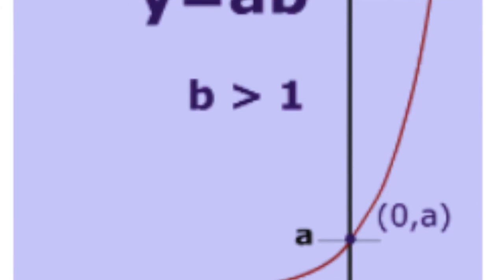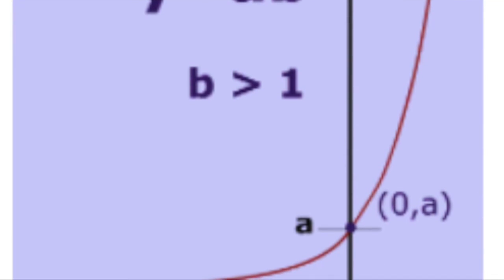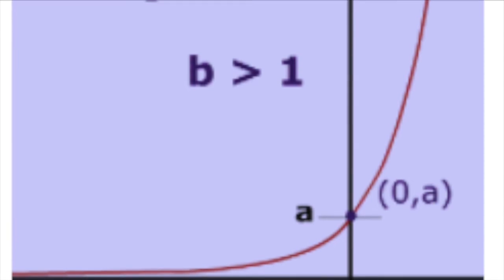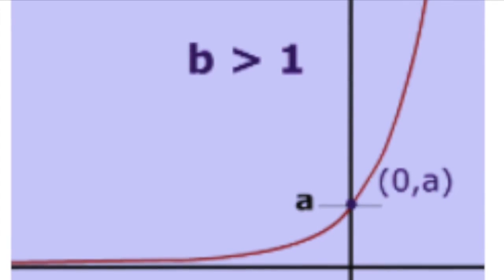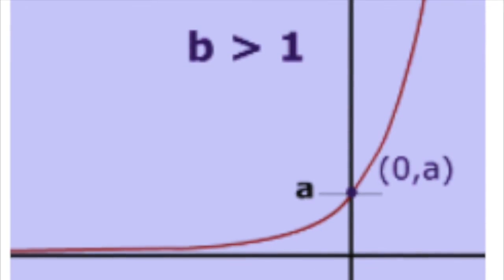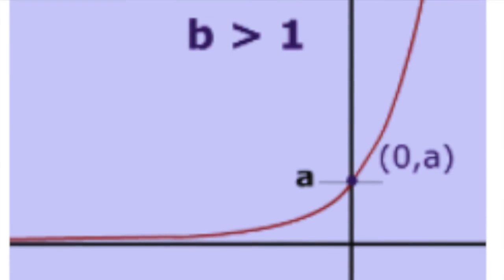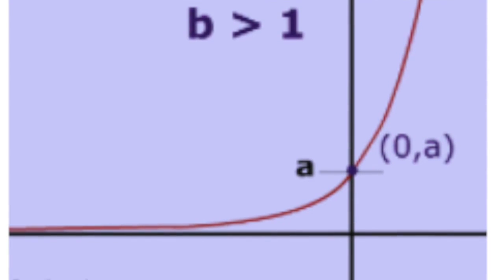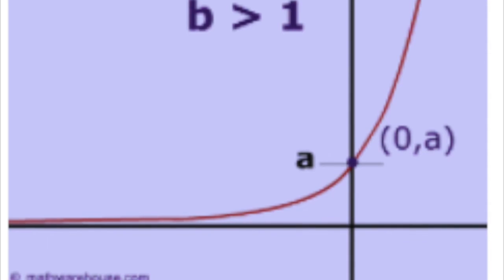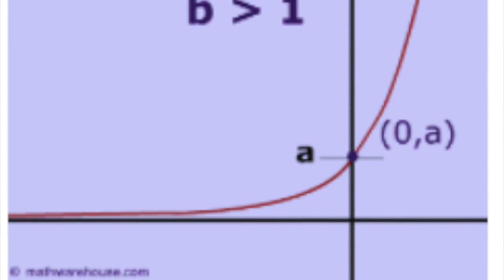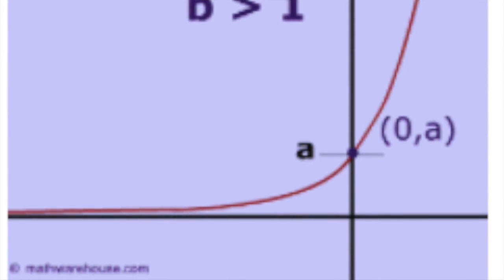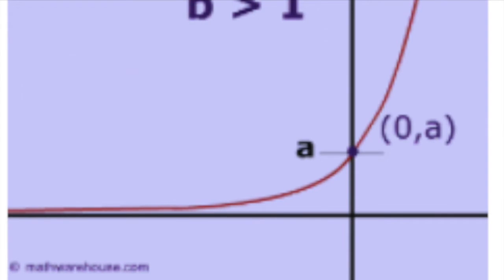The domain of this graphical representation of exponential growth is parentheses negative infinite to positive infinite close parentheses. The range is parentheses 0 to infinite close parentheses, and our reference point is (0, a).